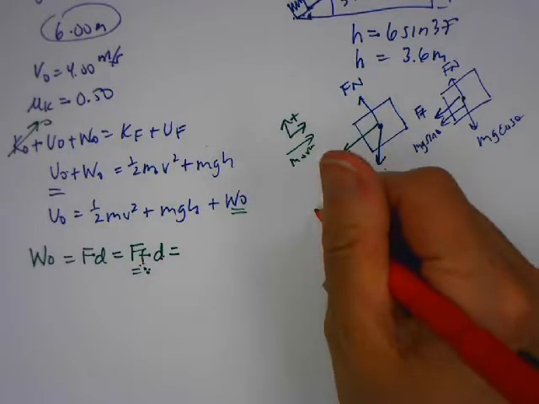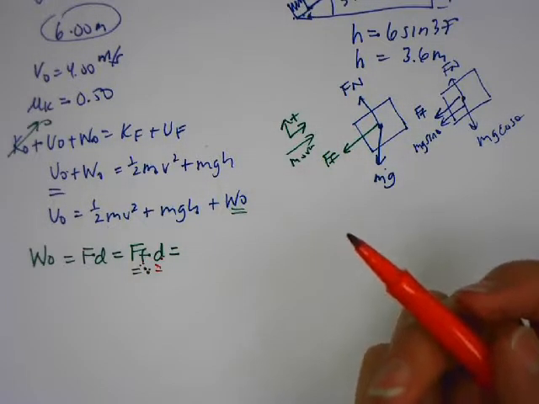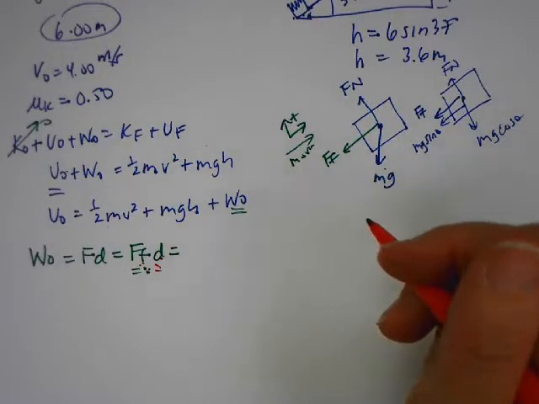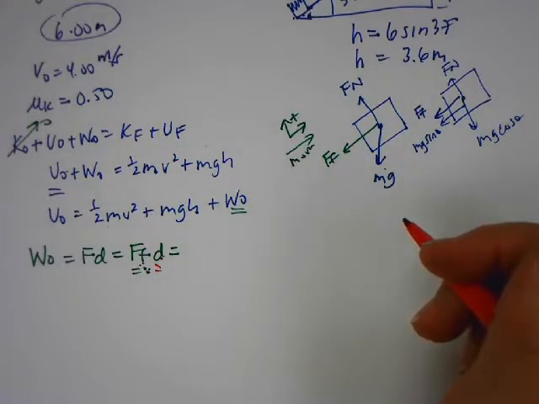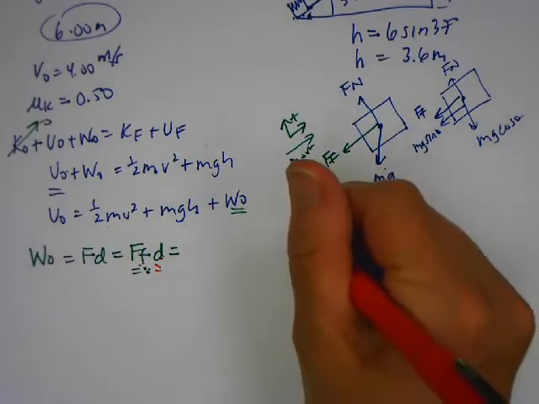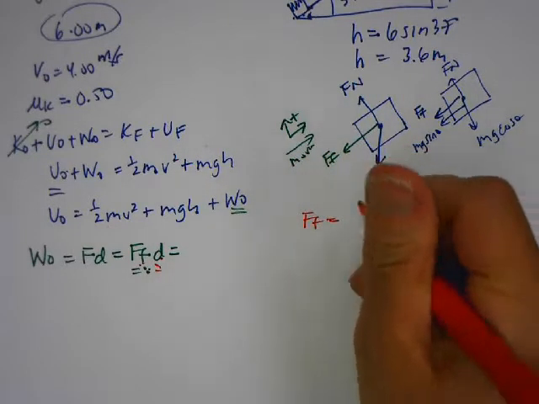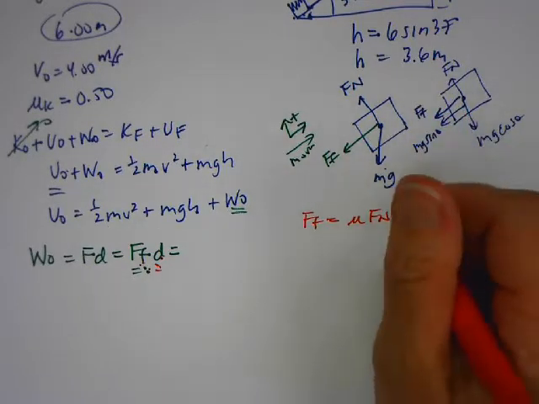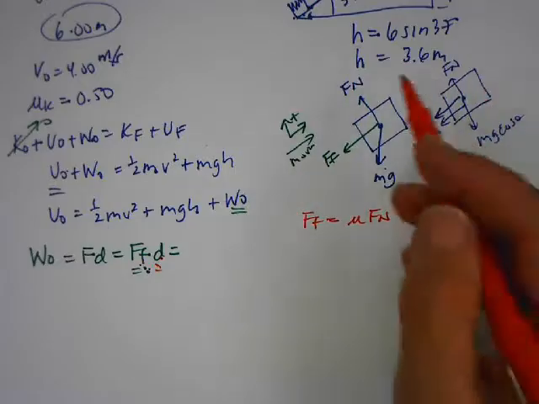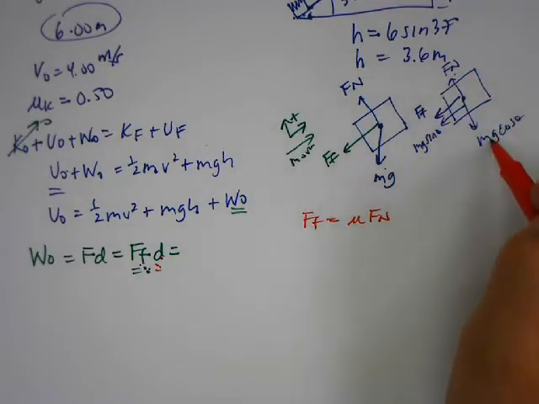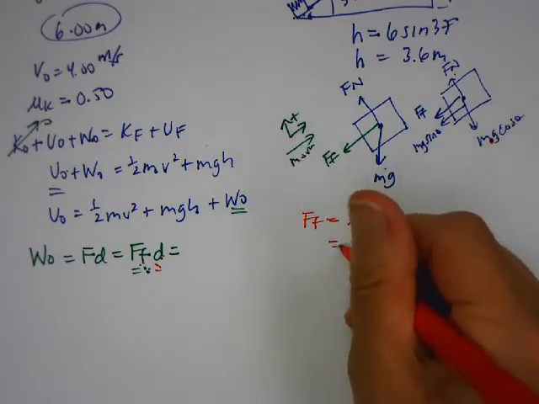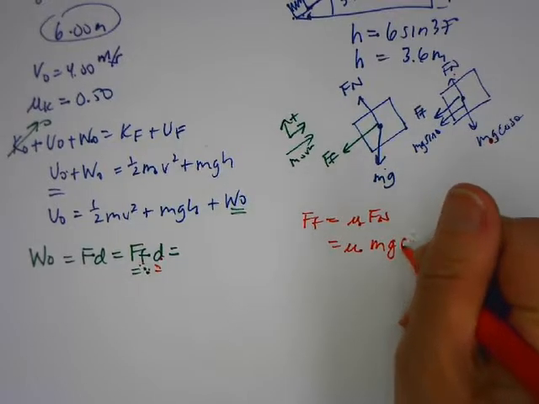So what do I know? Well, I know this D is going to be 6 meters. So once I get that, I'm home free and I can solve. I know that F of F is mu times F of N. And then I look at this, and you can write summation of force. F of Y is 0, so F of N is going to be equal and opposite to mg cosine theta. So mu times F of N is mu times mg cosine theta.